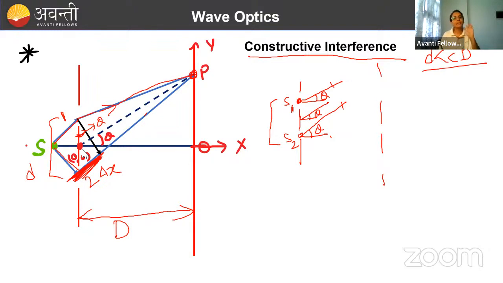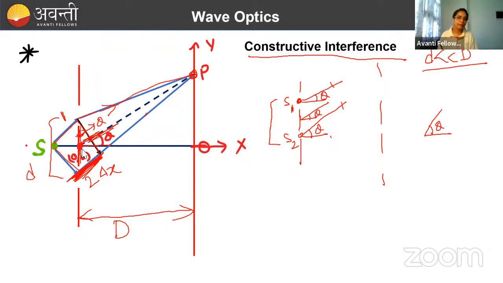We have already studied in our 9th or 10th classes that if the angle between two lines is theta, then the angle between their perpendiculars also used to be theta, right? So this theta is the angle between this line and this horizontal line. Again, this line is perpendicular to this line and this line is perpendicular to the horizontal line. So the angle between these two lines will also be theta.